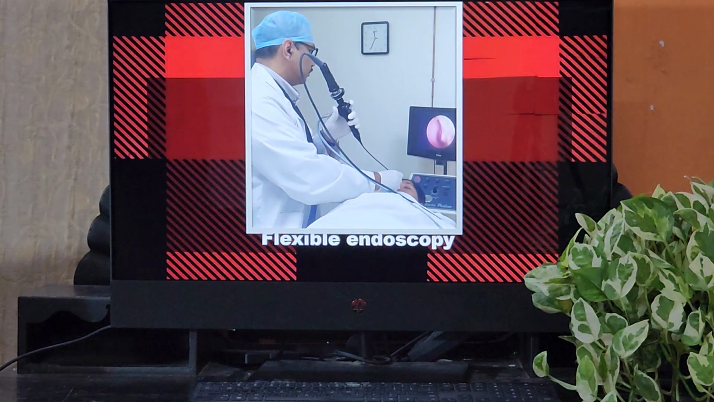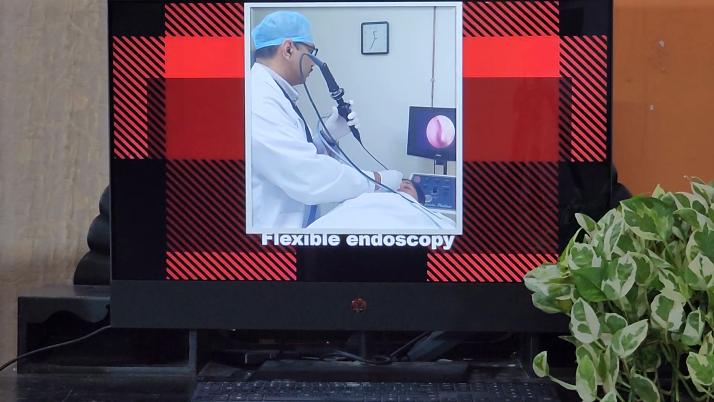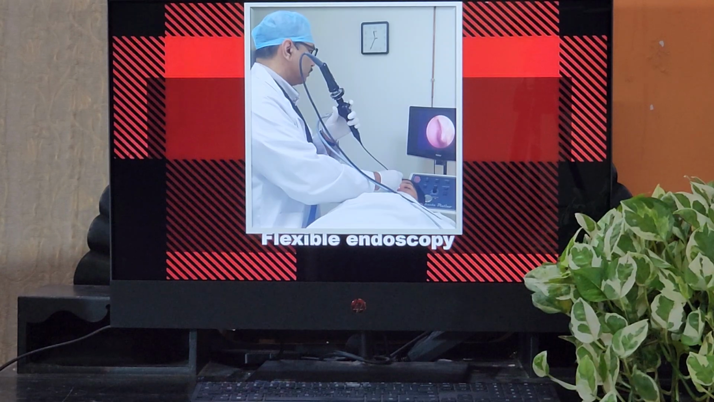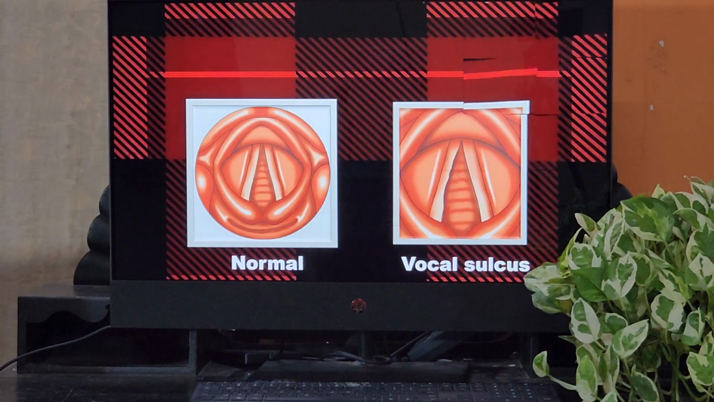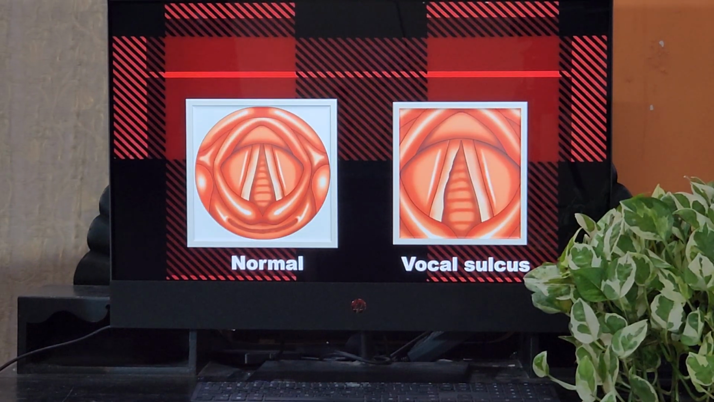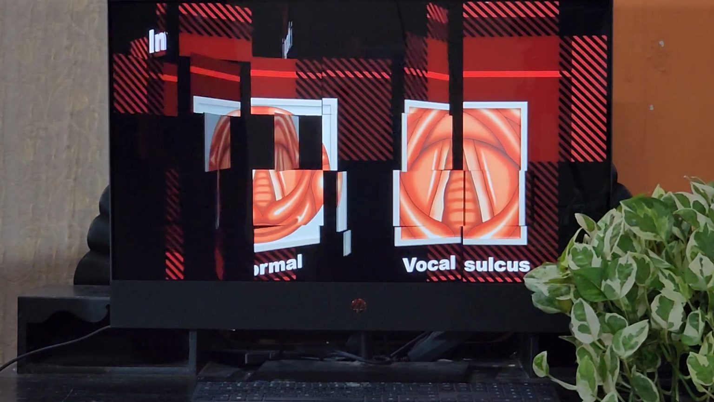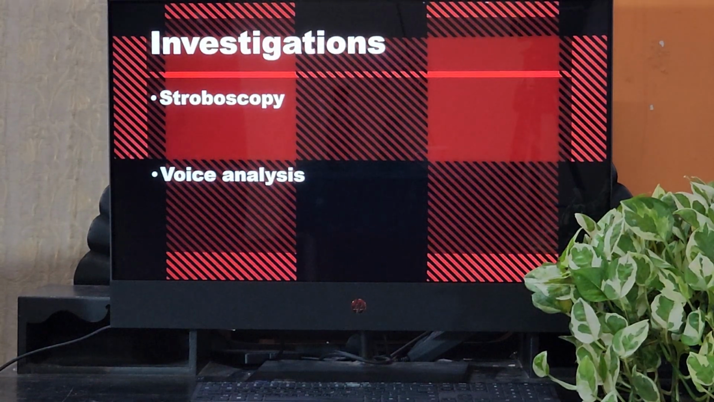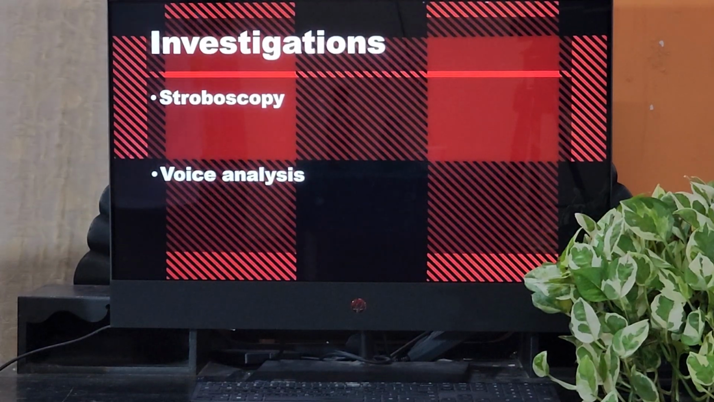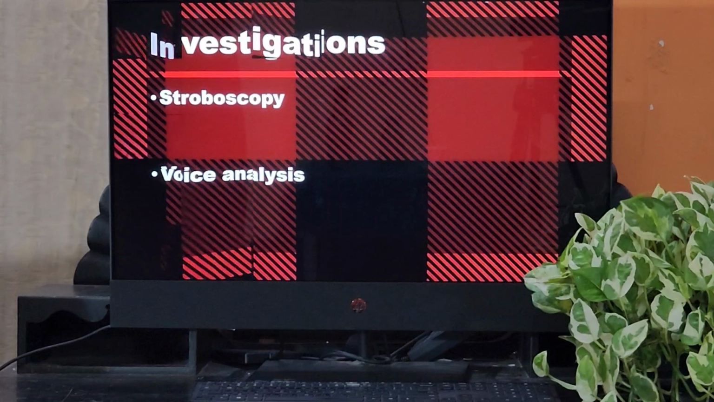So we'll go ahead and do an endoscopy, flexible endoscopy, which hardly takes 5 minutes, and it is done in the endoscopy room, and we don't need any special preparation for this. And when we do an endoscopy, as we see in the right side picture, the vocal sulcus can be clearly seen. We need to go ahead and do stroboscopy and voice analysis. Most of the phonosurgeons will ask for it.